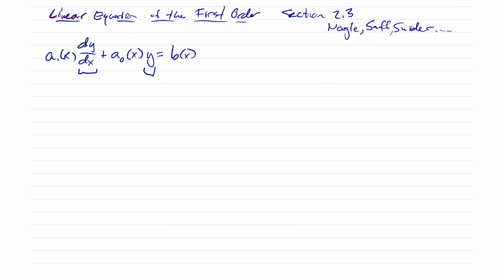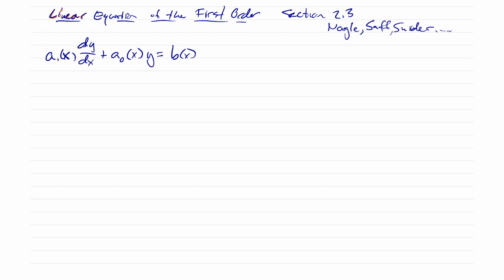And so basically we have a linear equation if dy dx and y appear on their own, and the only thing that's really attached to them is some function of x, right? And so we couldn't have, say, y squared. That wouldn't count, as that would be a nonlinear differential equation. And so that's okay.